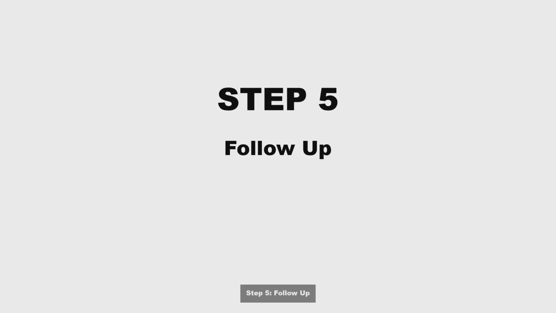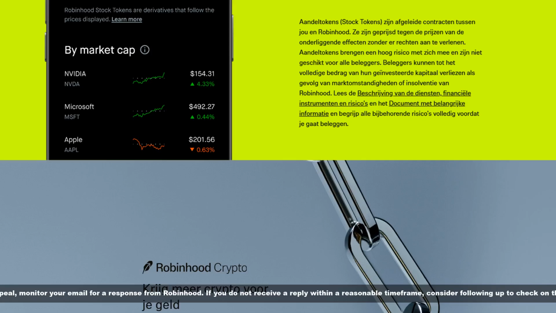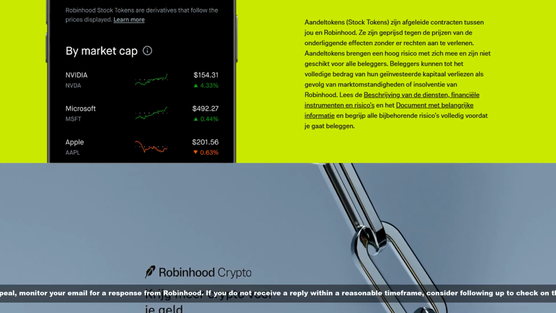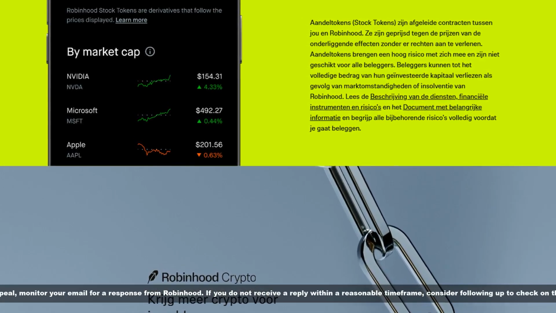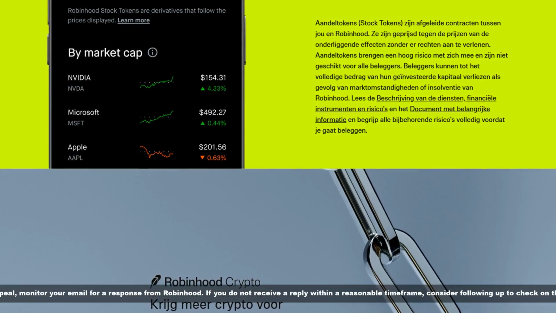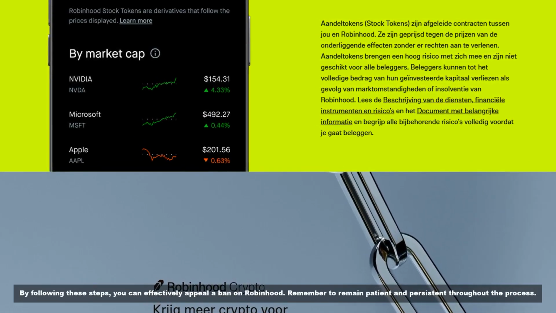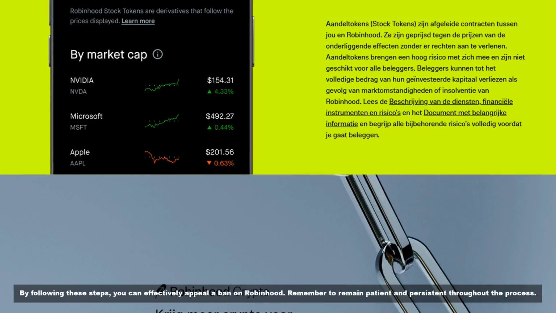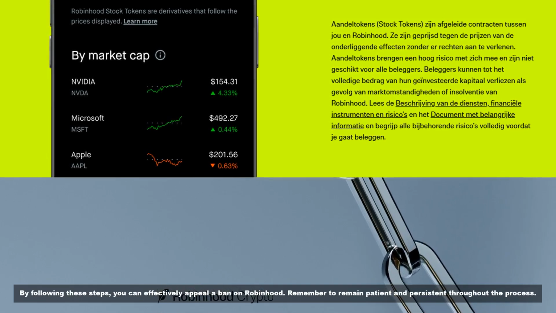Step 5. Follow up. After submitting your appeal, monitor your email for a response from Robinhood. If you do not receive a reply within a reasonable timeframe, consider following up to check on the status of your appeal. By following these steps, you can effectively appeal a ban on Robinhood. Remember to remain patient and persistent throughout the process.